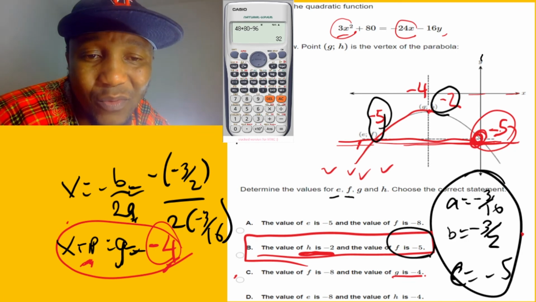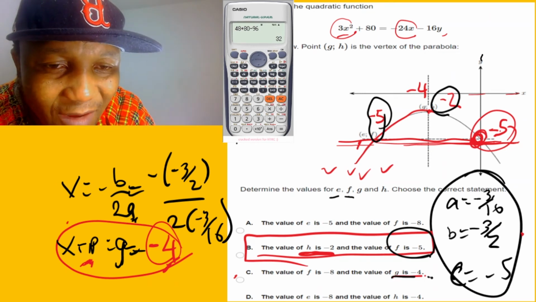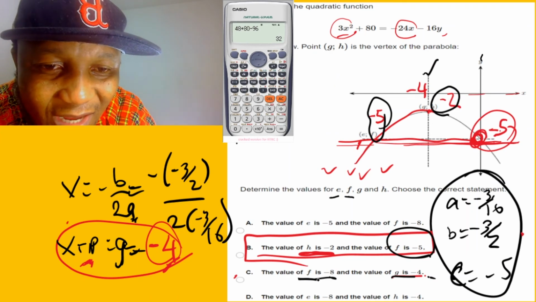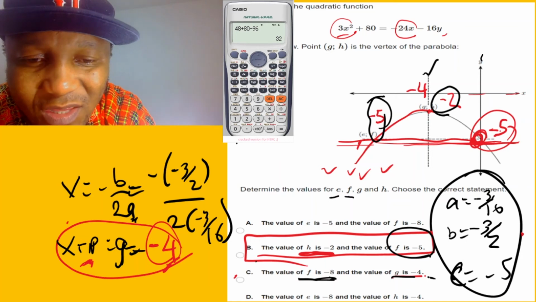But I can help you. And G equal to, so these other ones are wrong because, you know why? Look here, they say G equal to negative 4, which is true. But if you look here, they say F equal to negative 8. No, F is not equal to negative 8. F equal to negative 5. So that's why this is wrong.